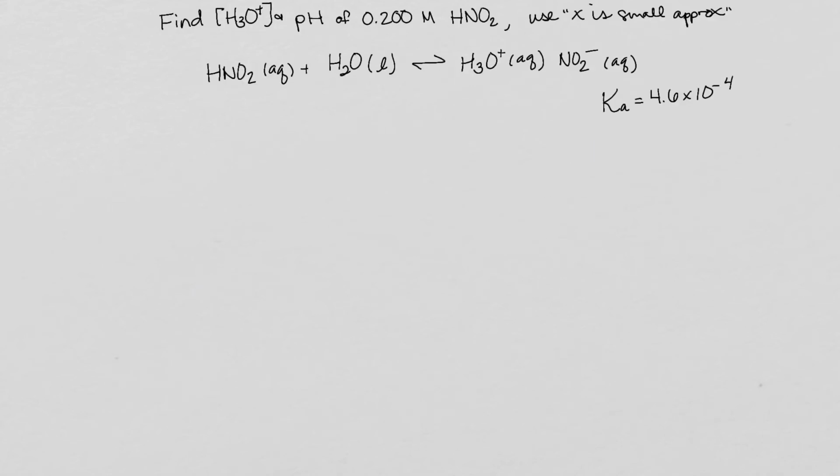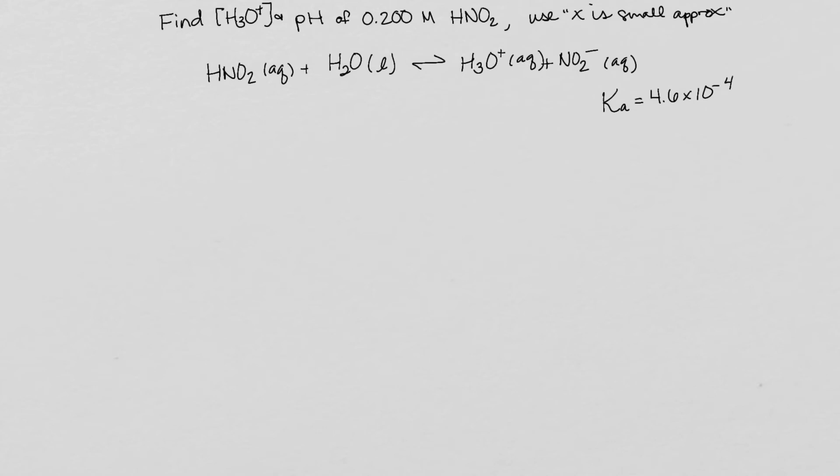In this example, we want to find the H3O plus concentration and pH of 0.2 molar nitrous acid, and we're going to use that x is small approximation. So in order to do this, you want to make sure you know what your equation looks like for the chemical reaction so that you can put the right species into your ICE table, and also check that you have the right Ka value. So we're given that. This one's pretty straightforward.